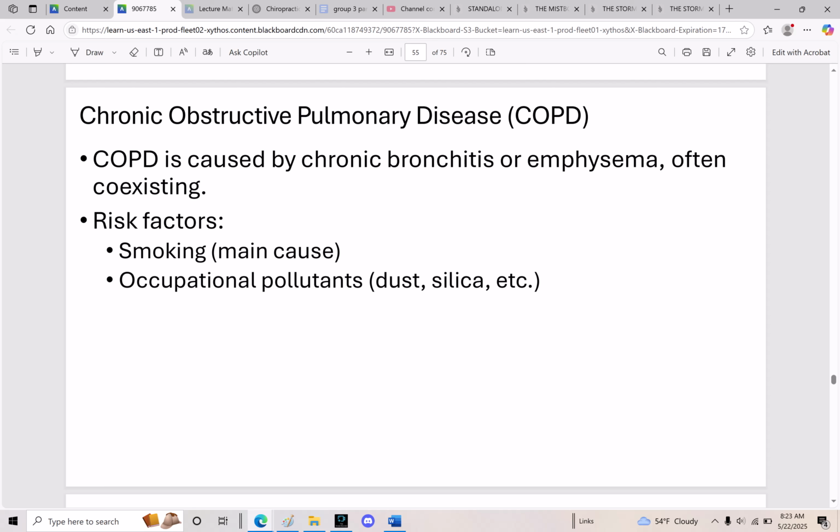So smoking is going to be your domain. Occupational pollutants sometimes, people who are exposed to dust or silica, some environmental factors can cause it, but the main cause is smoking, right? So COPD. Now chronic bronchitis. Now, one thing you want to remember about chronic bronchitis, you have an inflammation, okay? So chronic bronchitis is inflammation.